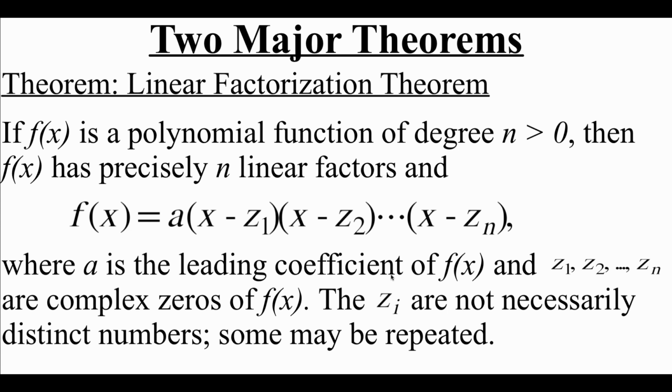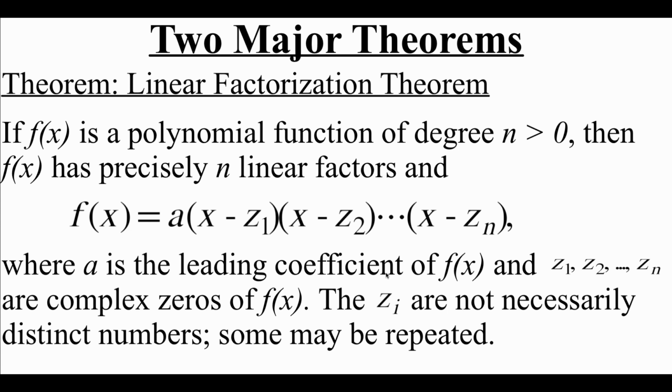The next big theorem that we're going to take a look at is the linear factorization theorem. If f of x is a polynomial function of degree n that's greater than 0, then f of x has to have precisely n linear factors. So whatever the degree of our polynomial is will match up with the number of linear factors that our polynomial will have. Our function f of x can be written in this factored form with a leading coefficient of a and then having our complex zeros represented by those z values, so x minus z1 and x minus z2. Those z values aren't necessarily distinct numbers, some of them might repeat themselves along the way.